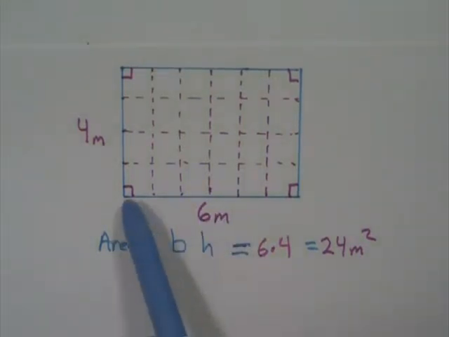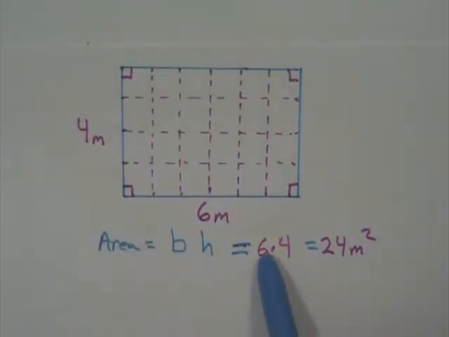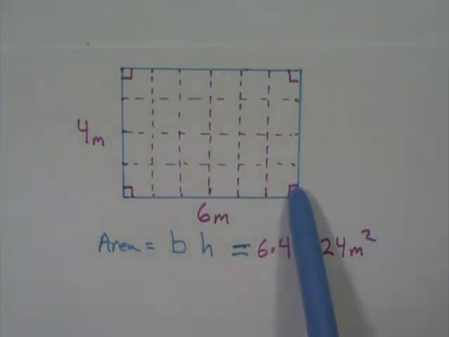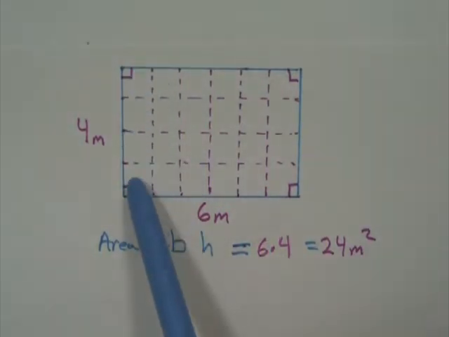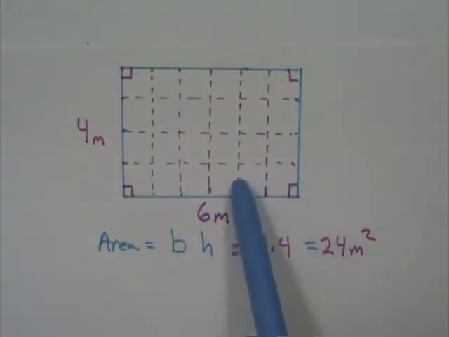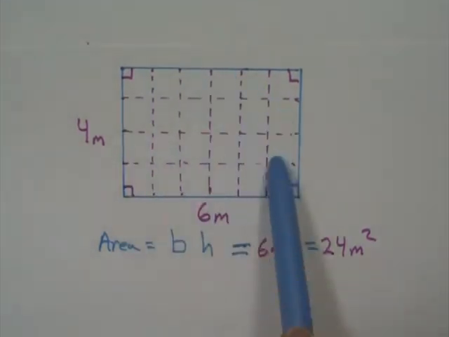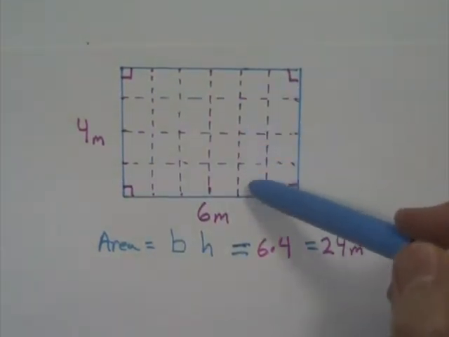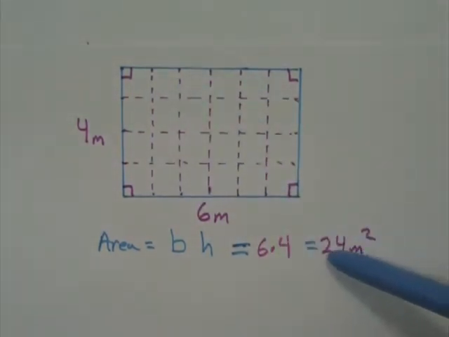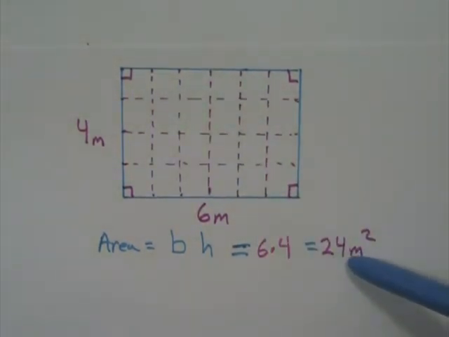We know the area is base times height. Base is 6. The height is 4. 6 times 4 is 24. So it's 24 square meters. And that's why I put the squares inside there. If you counted them, 1, 2, 3, 4, 1, 2, 3, 4, 5, 6. 6 times 4, that's 24. This area is 24. There's 24 squares inside. 24 square meters are inside.